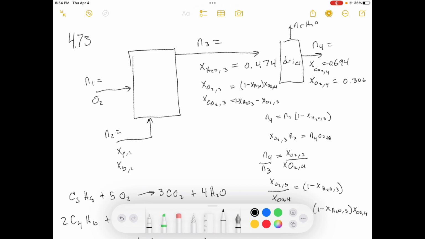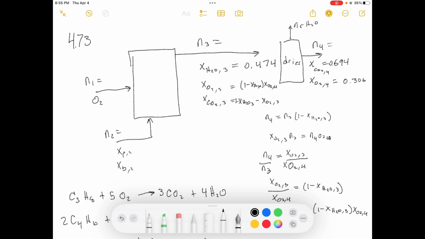Today we're working out of Elementary Principles of Chemical Processes, 3rd edition, and we're doing problem number 4.73. All right, the problem statement says a mixture of propane and butane is burned with pure oxygen. The combustion products contain 47.4 mole percent water. After all the water is removed from the products, the residual gas contains 69.4 mole percent carbon dioxide and the balance oxygen. What is the mole percent of propane in the fuel?